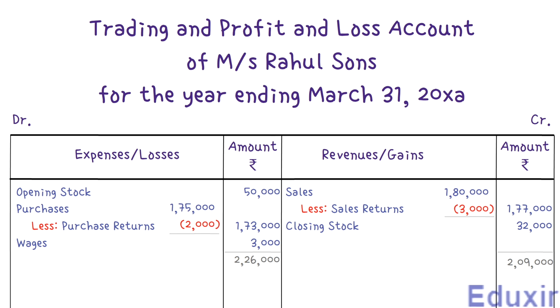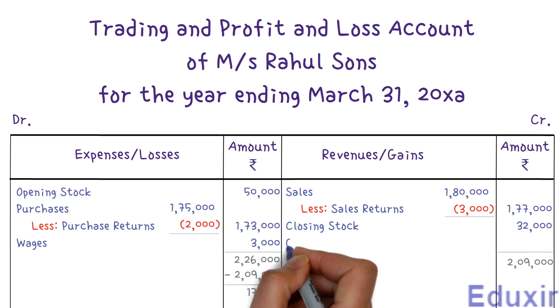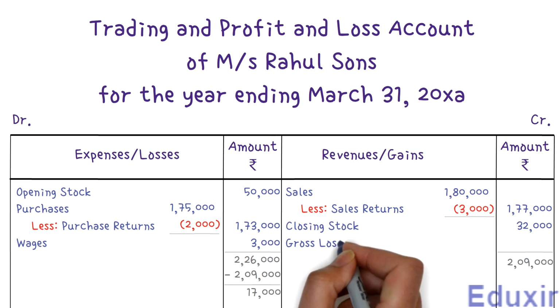From the total on the expenses side, which is 2,26,000 rupees, if we subtract the total on the revenue side, which is 2,09,000 rupees, we get 17,000 rupees. Now, if we see here, the expenses are more than the revenue. So, the business has incurred a gross loss in this accounting period. Now, this gross loss should be carried down to the profit and loss account. Also note that as this is a debit balance, it should be written on the credit side. So, let's write the gross loss carried down on the credit side.